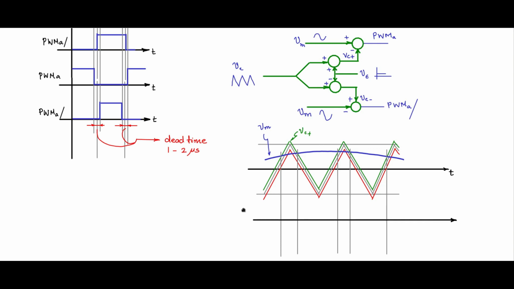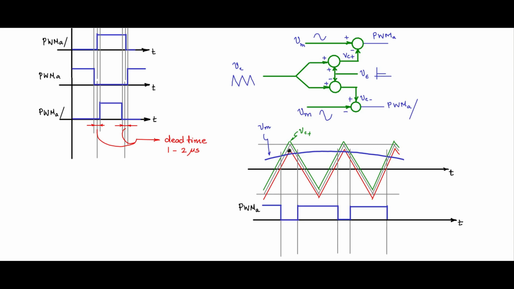Now let us draw the PWMA waveform. What is PWMA? Whenever the modulating signal is greater than VC plus, it will be high. So here it is greater than VC plus, high. Here VC plus is higher, you get a low at PWMA. Then high here at this point. In this fashion, you get the PWMA waveform. What is the PWMA bar waveform? VC minus is given to the plus terminal and the modulating signal to the minus terminal. So whenever VC minus is greater than VM, you get a high.